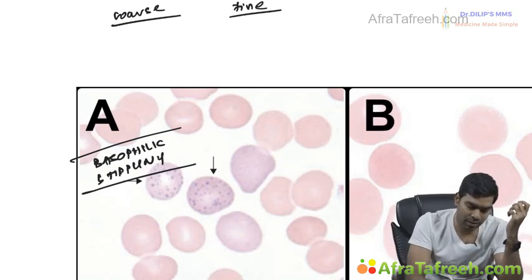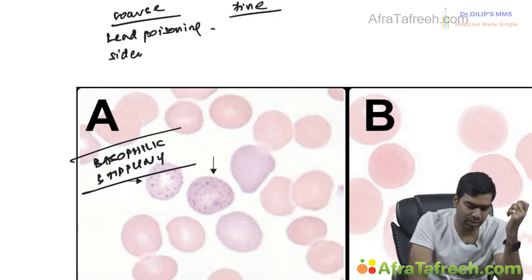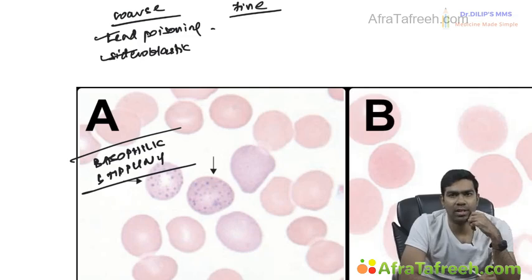First condition where you see it is lead poisoning. Typically, the classic example, coarse basophilic stippling. Second one, what you will see is sideroblastic anemia, which means lead poisoning itself is a type of sideroblastic anemia only. So in these conditions, you will see basophilic stippling.